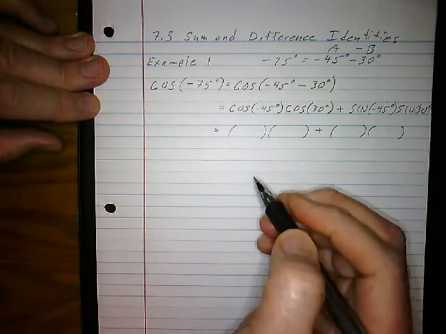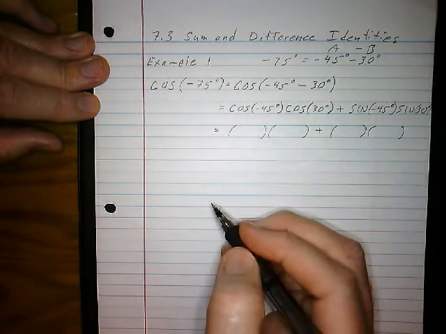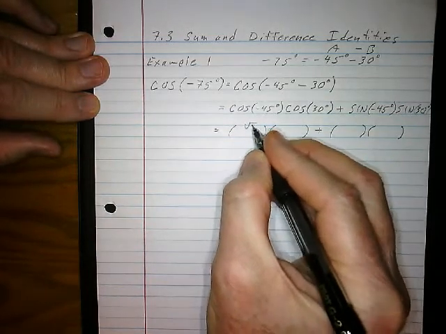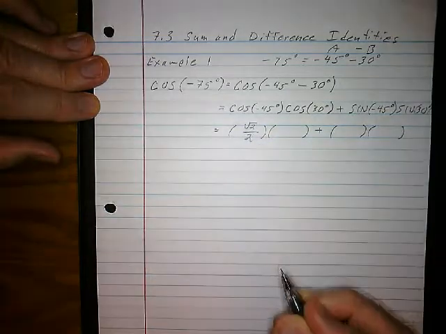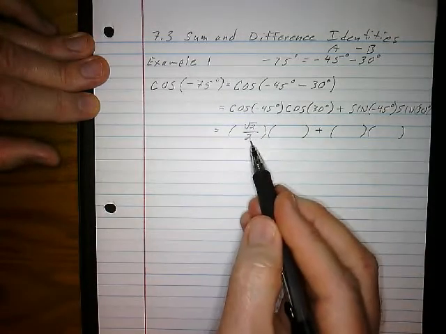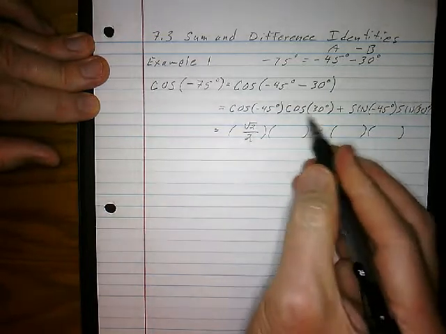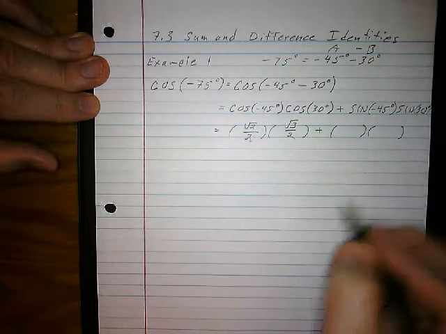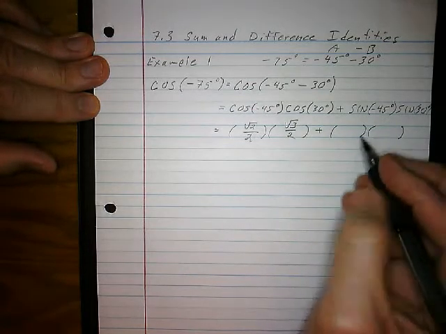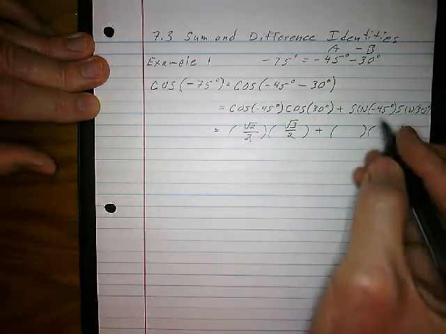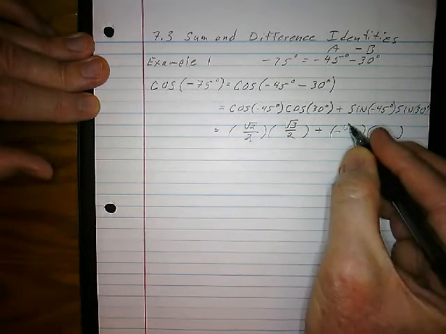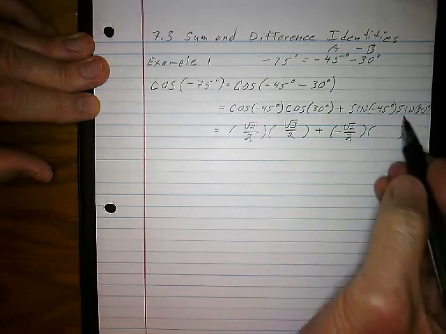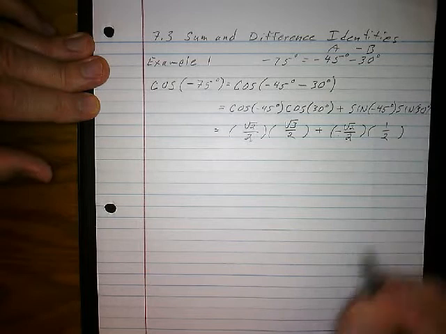The cosine of negative 45 degrees, well, that's going to be in quadrant 4. Cosine is positive in quadrant 4, and the ratio is square root of 2 over 2. So the cosine of negative 45 degrees is this ratio. The cosine of 30 degrees is square root of 3 over 2. The sine of negative 45 degrees, that's the same as the cosine, except because we're in quadrant 4, the sine is going to be negative. The sine of 30 degrees is 1/2.